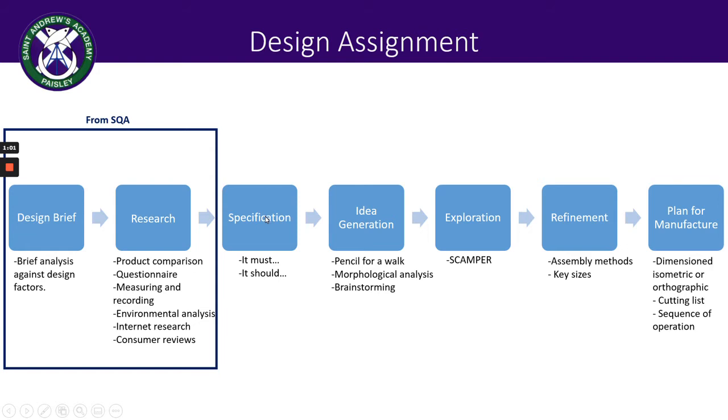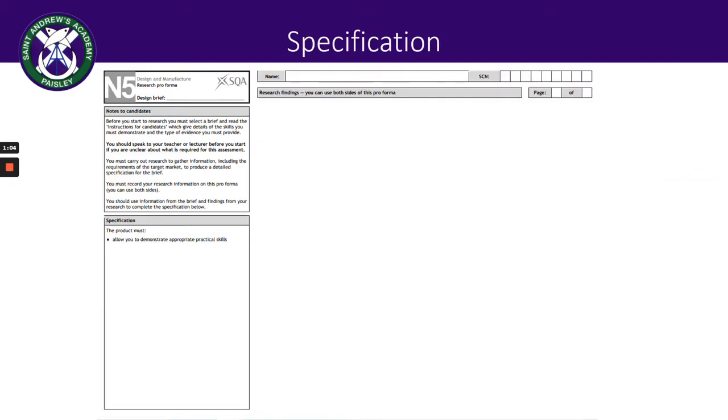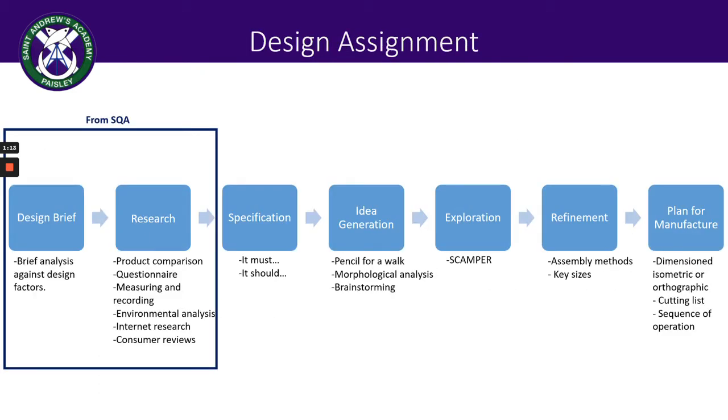So you will add that specification onto the bottom left hand corner of your pro forma page, and it'll be a bullet point list that you'll write in here. Once you've created that specification, you'll then move on to your idea generation. You'll then select your preferred idea, you'll justify this, move on to exploring it and refining it, and then you'll finalise your sizes, your assembly method, before moving on to your plan for manufacture. And remember, your plan for manufacture will include your sequence of operation and your cutting list. So that's just an overview of the whole design assignment stages.